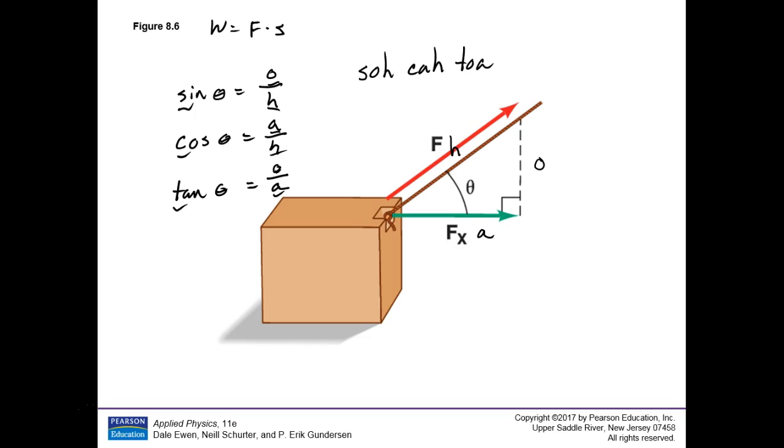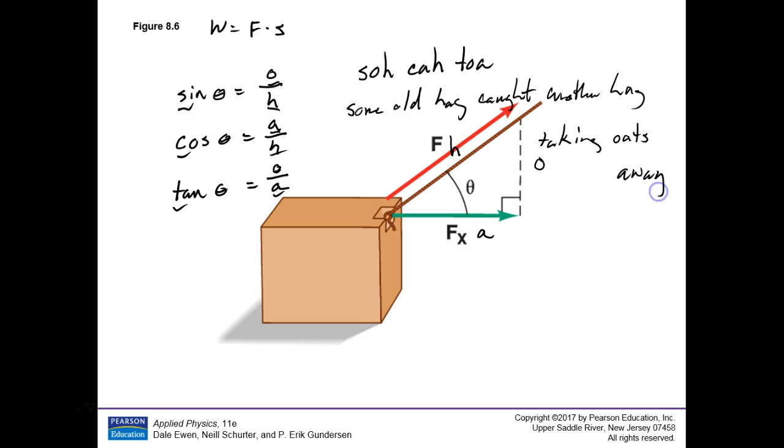Maybe first or second time I taught trig at what used to be Bessemer State Technical College, which is now the Bessemer campus of Austin State, I had a woman in the class, and she used this one. Some old hag caught another hag taking oats away. I don't particularly care for hags, but that's a pretty easy way to understand it.